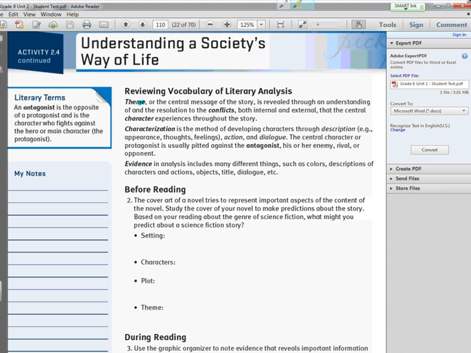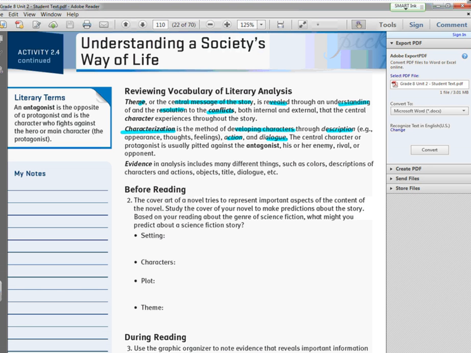What's theme? Okay, theme is the central message of the story. It's revealed when you can understand what the conflict is and the resolution to that conflict. The second term that pops up there is characterization. You guys focused on that so much in 7th grade. Characterization is how characters are made. They're developed by their description, their action, and their dialogue.